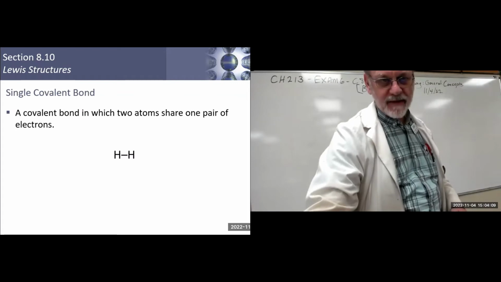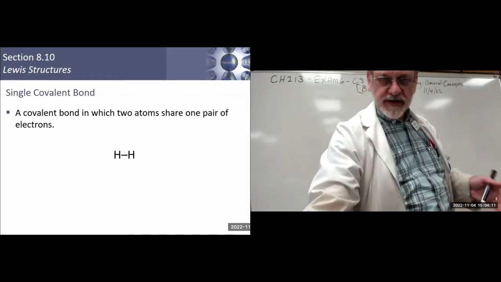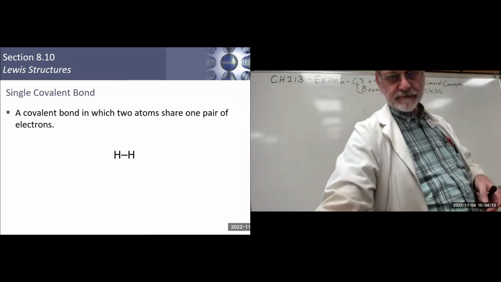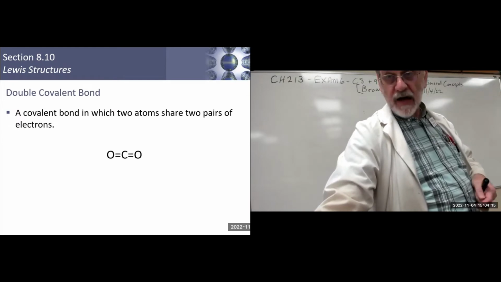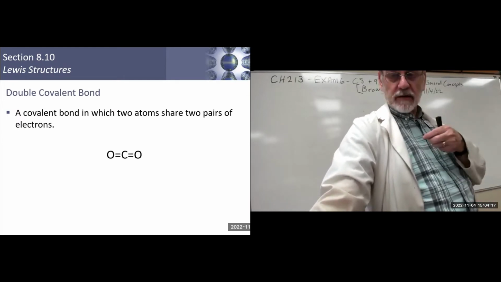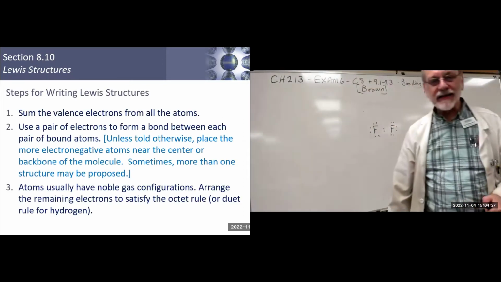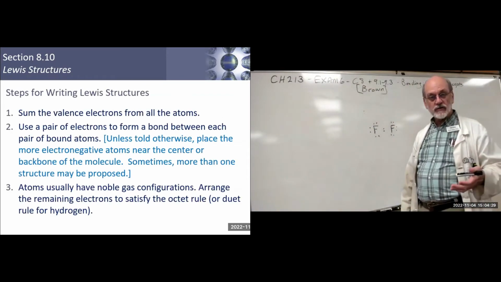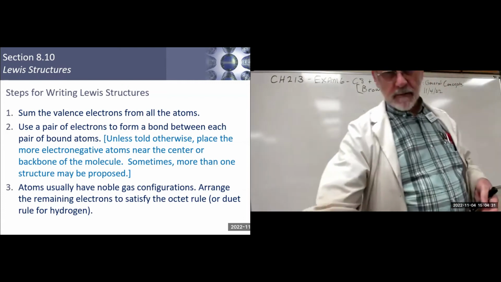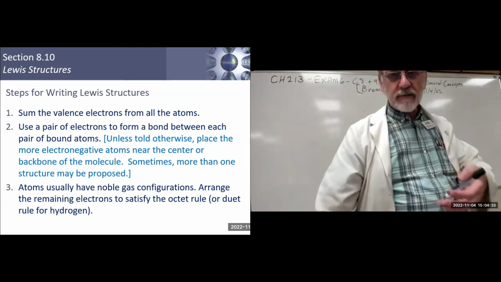All right, that's the octet rule. So there's your single bond with a single dash. There are double bonds. 2 dashes means what? Now, how do you write a Lewis structure? Those are the rules, and I'll leave them up there a little while.